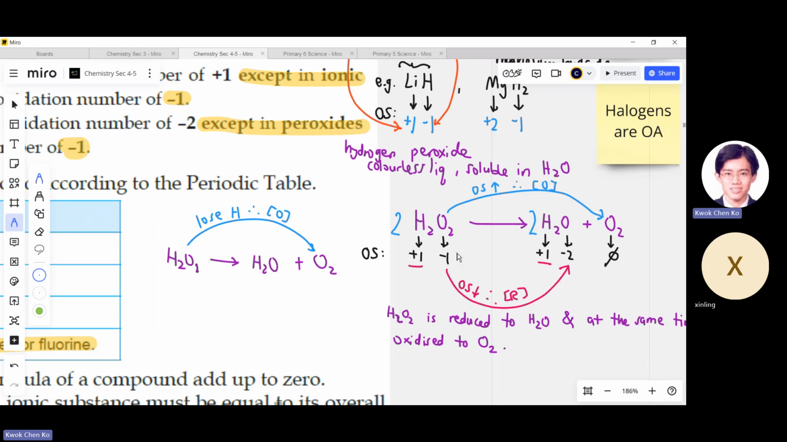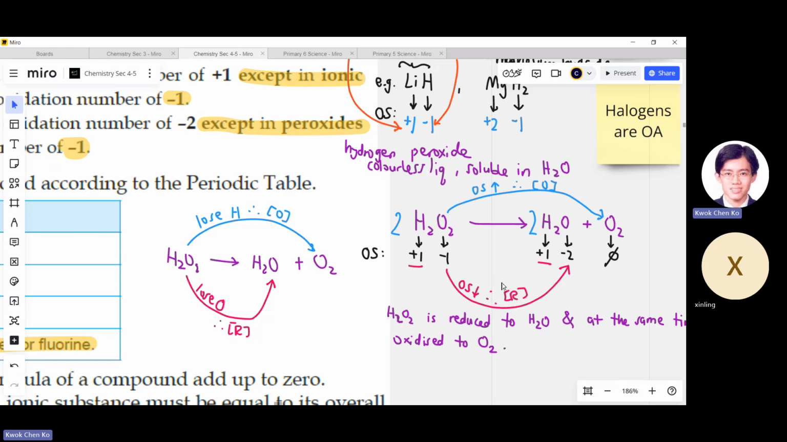Okay, likewise, what happened here? H2O2 to H2O. It has lost oxygen. And by definition, losing oxygen means it's a reduction. So this is an easier way, but I can bet that your exam question will ask you to use OS. They'll force you to use OS. You have to write out all the OS. It will happen, 100%.